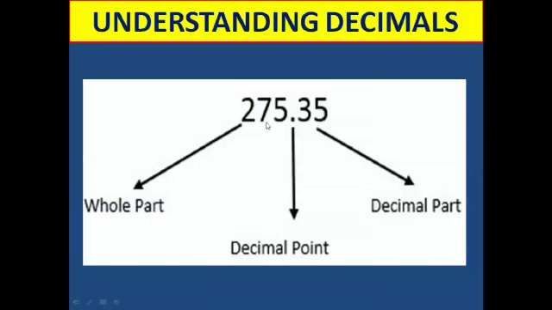Look here, I have this number here with me, 275, and then there's a dot and 35. So this dot, which separates a number into two parts, is called the decimal point. The number before the decimal is the whole part, and the number after the decimal is called the decimal part, and it is read as separate numbers, like 275.35.